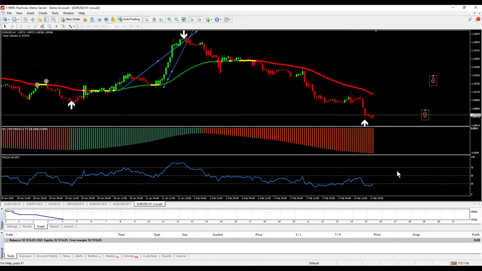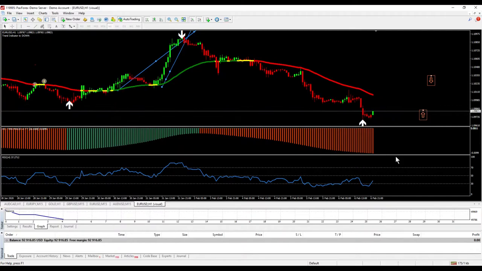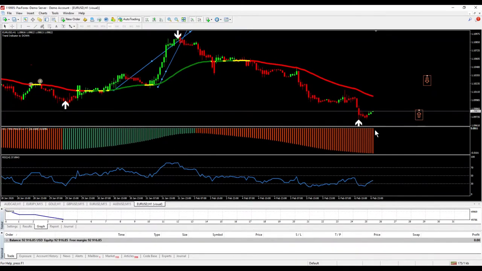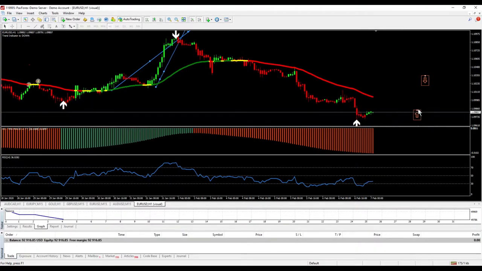The other thing you can do is once it crosses the 50, let me just go over that one real quick. So we have the white arrow, we have green candles. Let's see what happens here. Wait for this to cross the 50 line. That is the safest trade.